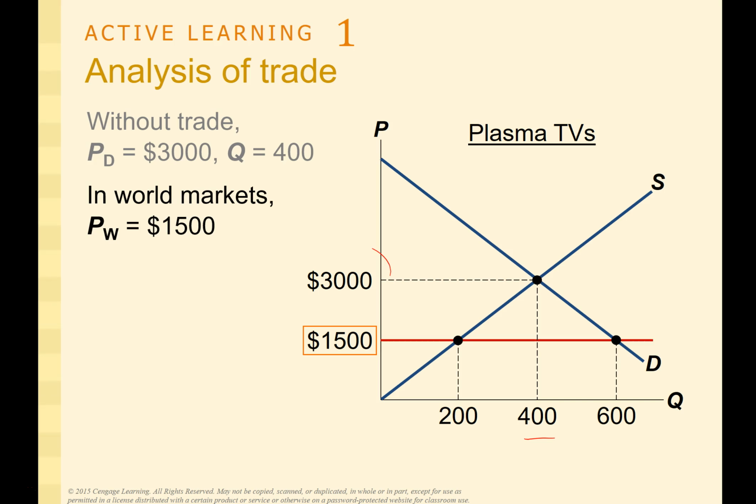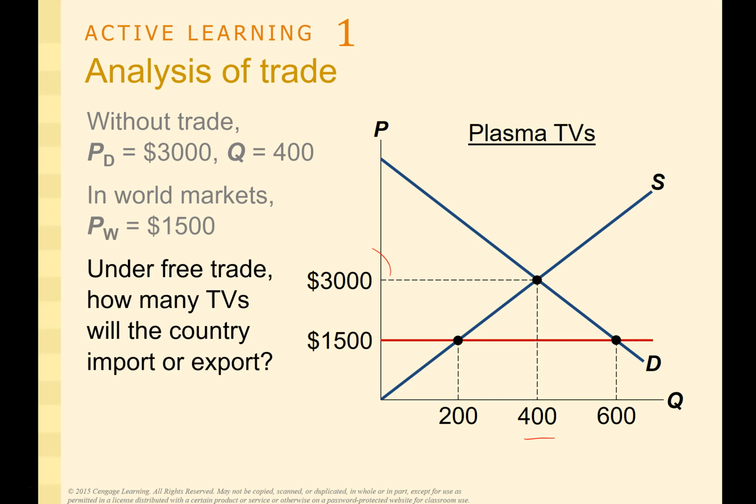So if you remember the list of rules we had, if the world price is lower, then it would benefit this country to import those TVs, because the world can produce it at a lower price than they can, so they're not going to specialize in that. They're going to let someone else do that. So under free trade, how many TVs will the country import or export?